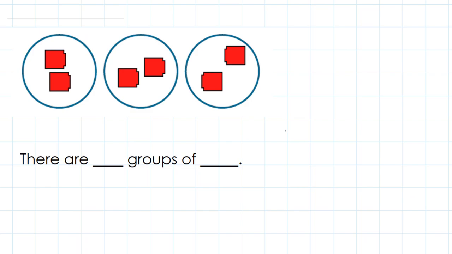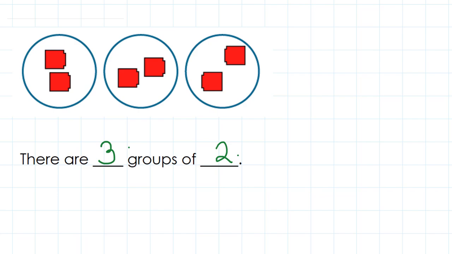In this example, there are blank groups of blank. So in the first blank, it's how many groups there are. And there are 3 groups in total. And how many are in each group? There are 2 in each group. So there are 3 groups of 2 cubes.